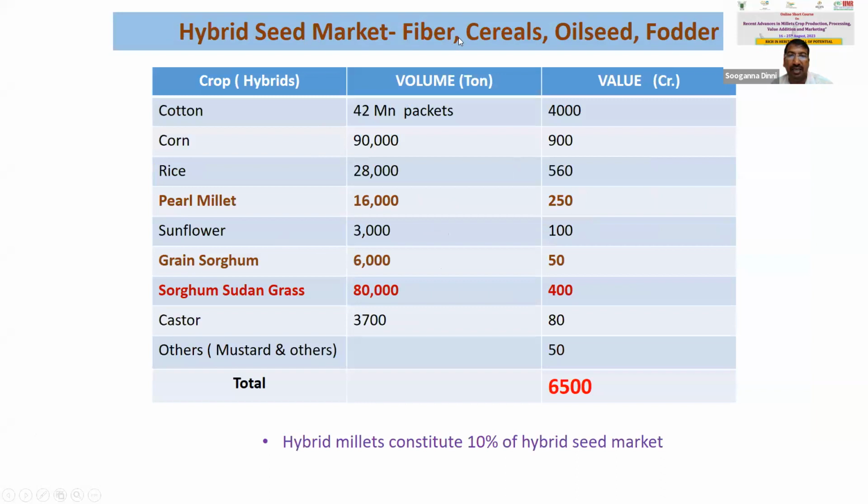In the hybrid seed market, apart from millets, we have cotton, corn and rice. Mainly BT cotton, around 4,000 crore worth, dominates the seed industry. Cotton occupies the 4,000 crore, followed by corn, maize, rice and millet; pearl millet especially is 250 crores, and grain sorghum and 4A sorghum all put together are around 450 crores.